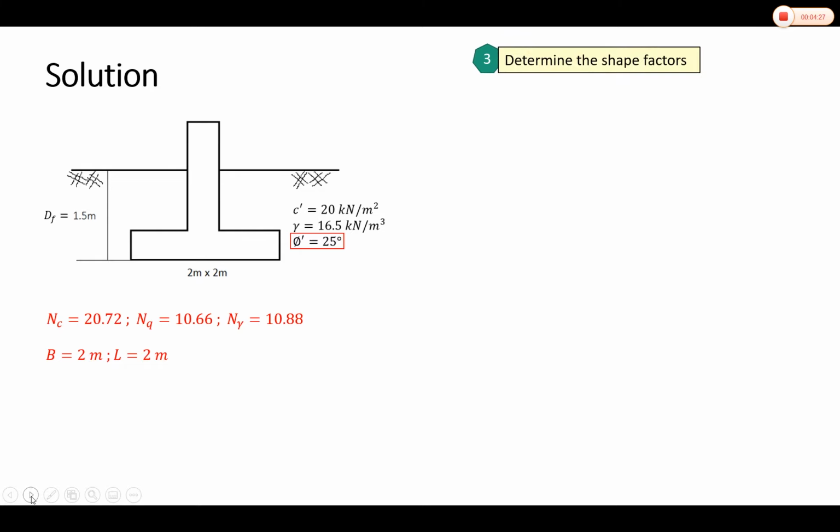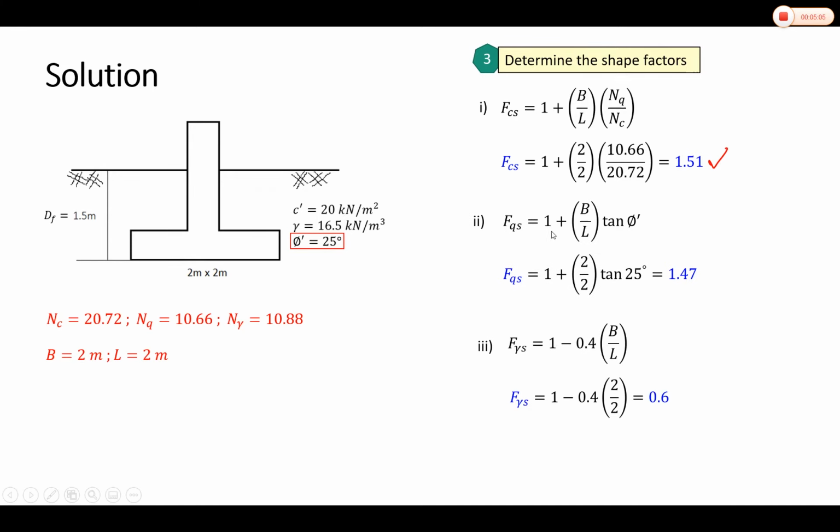So what is the next step? We need to determine the shape factors. As we refer to the previous equation for the shape factor, we have FCS here, which is equal to 1 plus B over L times NQ over NC. We have all the information: B is equal to 2 and L is equal to 2, and we also have the values of NQ and NC. You can straightforwardly calculate FCS, which is equivalent to 1.51.